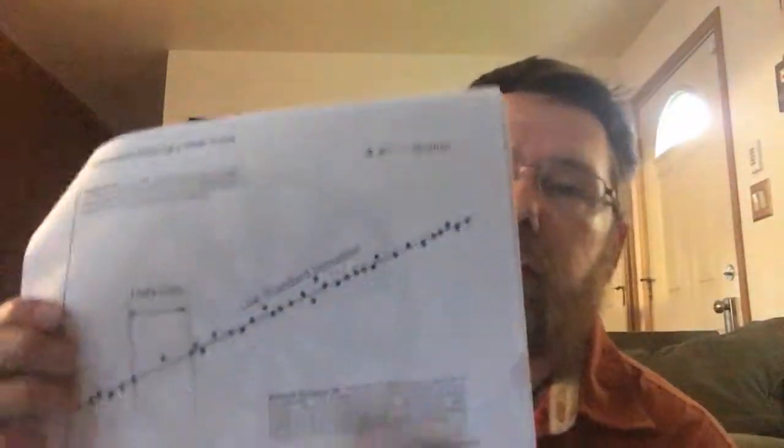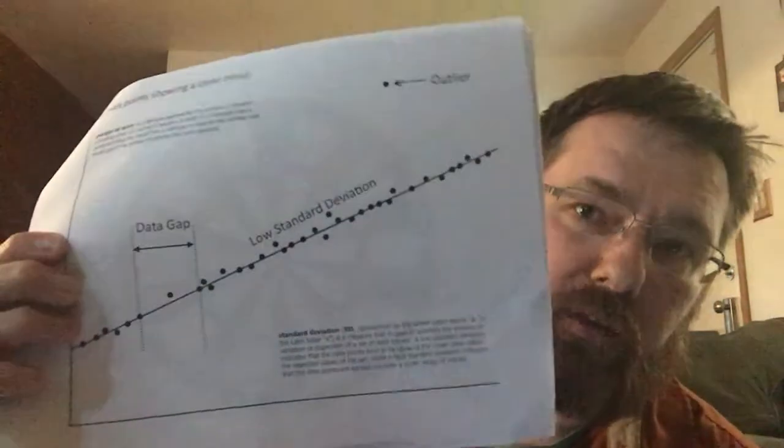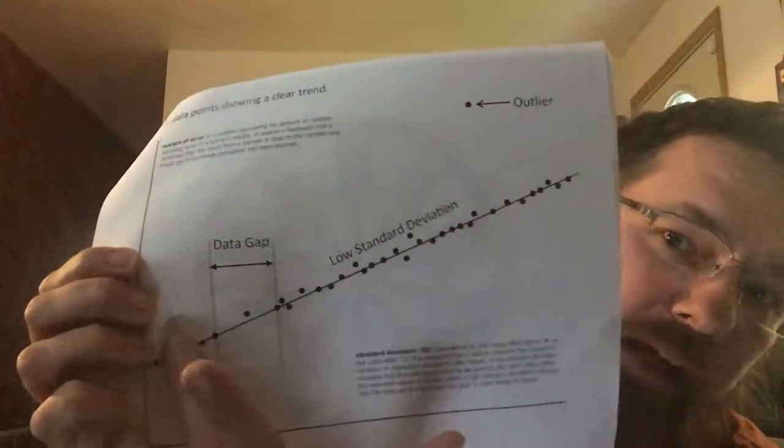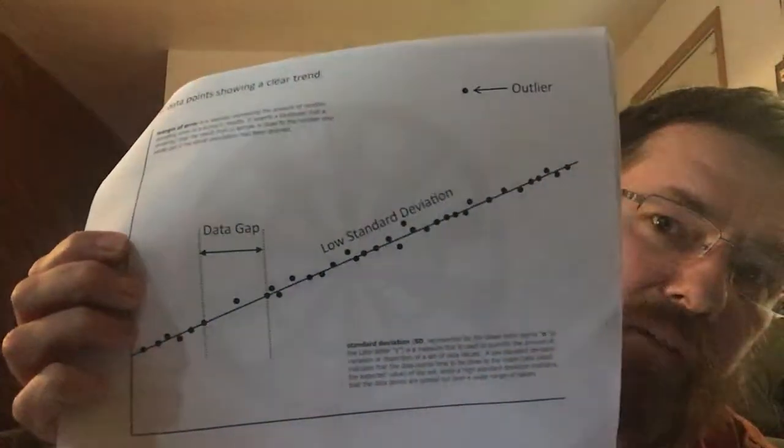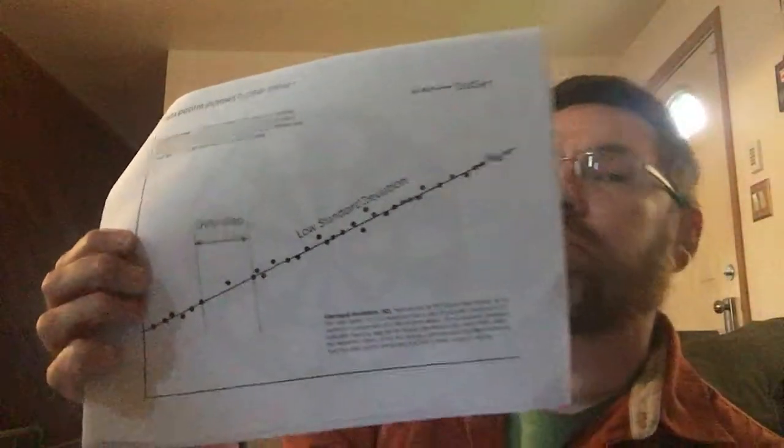Margin of error, this graph doesn't show margin of error, it's a graph, but you can tell by how the data points fit really close to the line that you have a low standard deviation. And that's good. That means you're precise. Doesn't mean you're accurate, but it means you're precise.